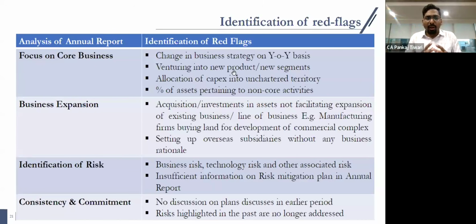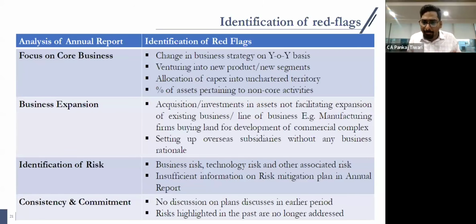One is the core business. How much time is the management spending on its core business? For example, there is a change in business strategy on a yearly basis. I was doing manufacturing of clothing. Suddenly I will get into trading. Suddenly I will shift my strategy to some other business. Suddenly I will open up a different segment altogether. So how much is the management focusing on the particular industry for which the entity has been created?